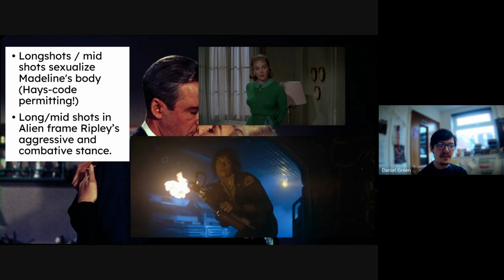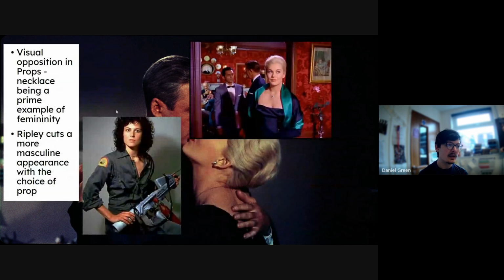Obviously, Hays Code permitting, so you weren't able to show everything, of course, because of the Hays Code. But then in Alien, there are long mid shots. In Alien, they frame Ripley in an aggressive and combative stance. So quite often you can see her here, using a flamethrower. She's sort of practical. She's working rather than being an object of affection. And she's not really sexualized in the film, as I said, until sort of the very end. So she becomes this action hero more so than Madeline, who is an object of lust.